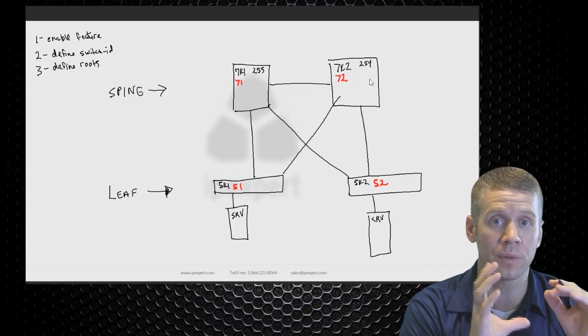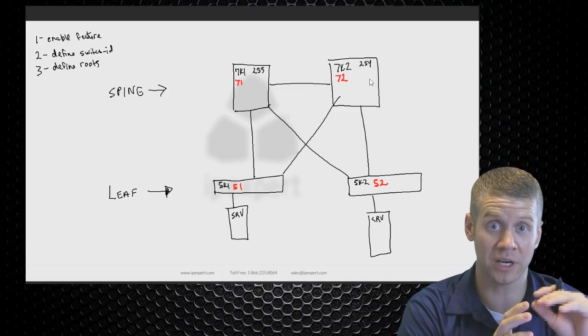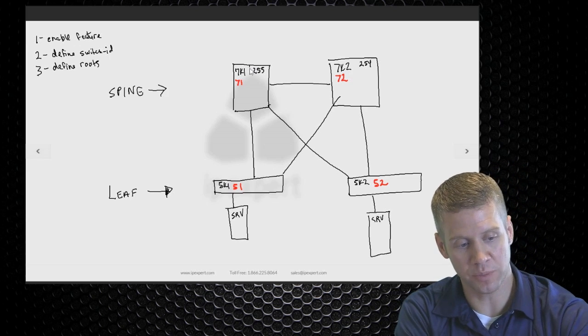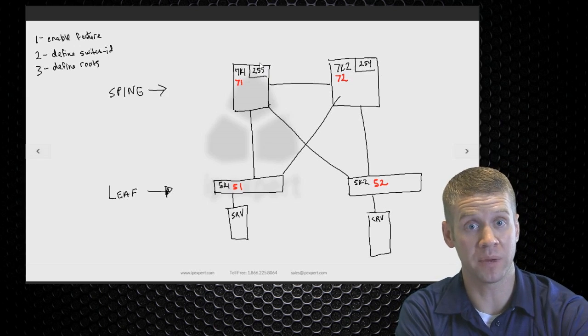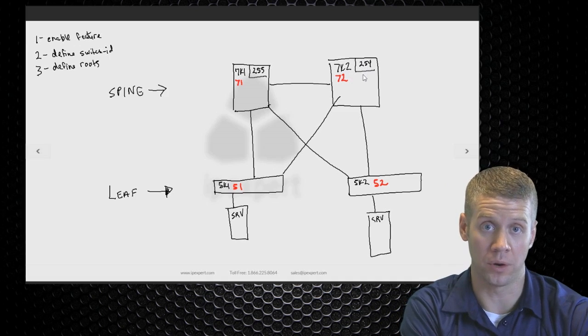So that's the third thing I usually do. I go in there and immediately define my switch IDs and my roots for my 2 multi-destination trees. Again, he is going to be the root for tree 1, and he is going to be the root for tree 2. Him for tree 1 because he has the highest priority, him for tree 2 because he has the second highest priority.